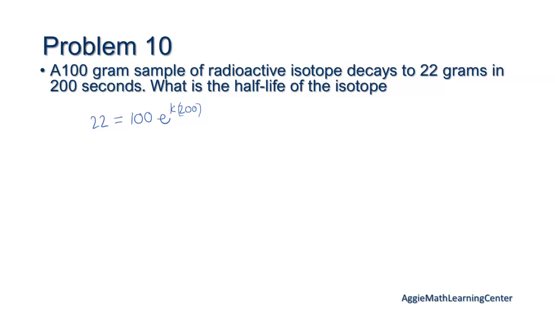So here's what I've got. I want to know what is k. What is that decay rate? Not quite what is the half-life, but first I need to know the decay rate to be able to tell you how long it will take for the isotope to go from its full amount, whatever you started with, to half of it. So first let's find k. What should I do first? Divide by 100. Beautiful.